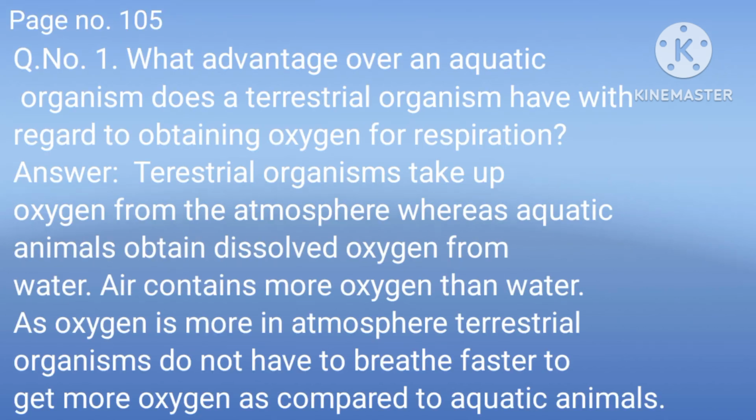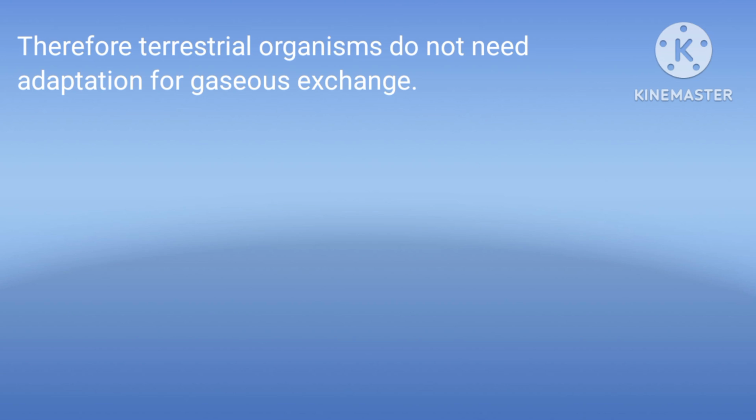Page number 105. Question number 1. What advantage over an aquatic organism does a terrestrial organism have with regard to obtaining oxygen for respiration? Answer. Terrestrial organisms take up oxygen from the atmosphere, whereas aquatic animals obtain dissolved oxygen from water. Air contains more oxygen than water. As oxygen is more in the atmosphere, terrestrial organisms do not have to breathe faster to get more oxygen as compared to aquatic animals. Therefore, terrestrial organisms do not need adaptation for gaseous exchange.